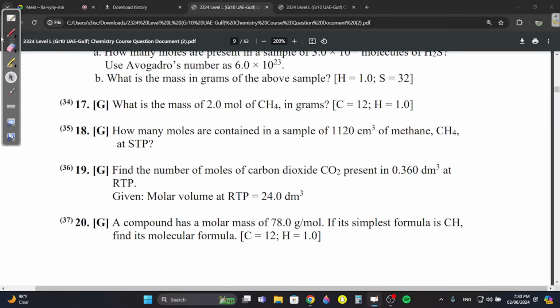Question 17. What's the mass of 2 moles of CH4? Again, n equals m over M. So we have 2 moles, so 2 equals mass over the molar mass of CH4.